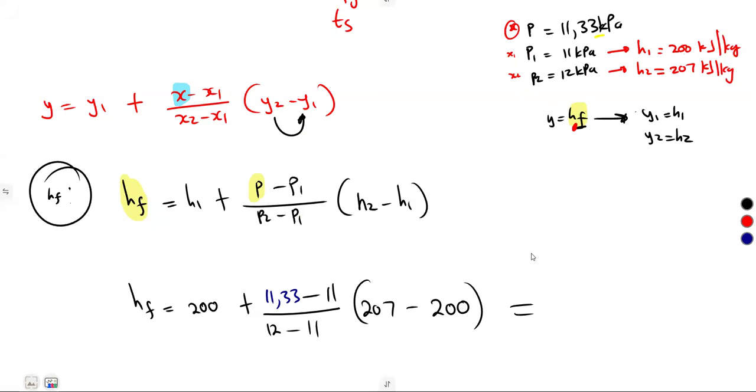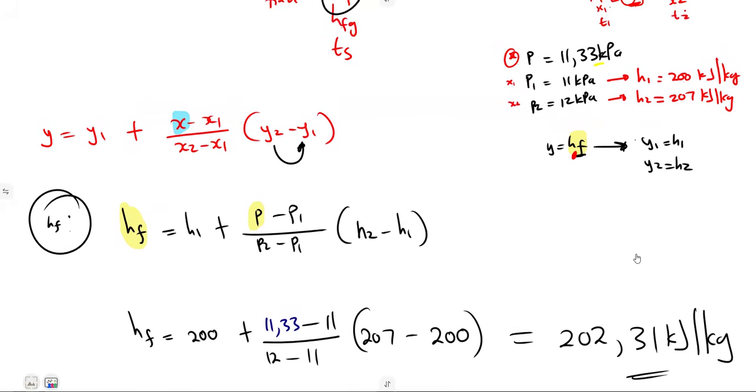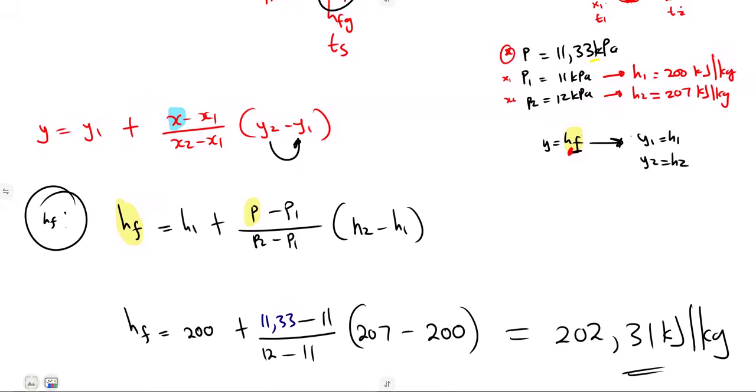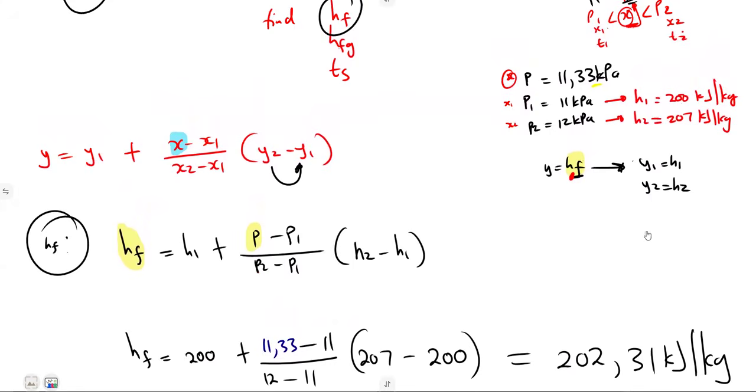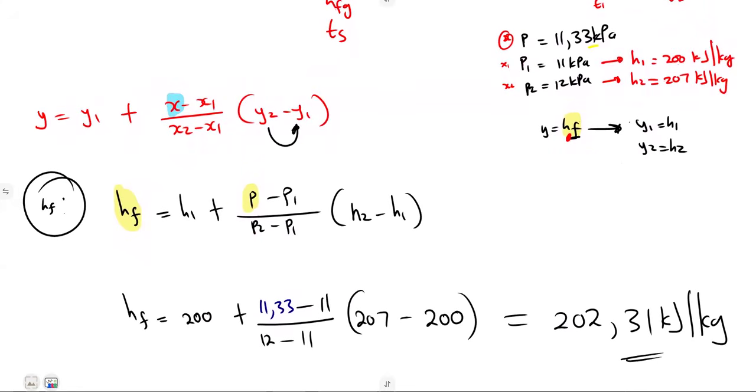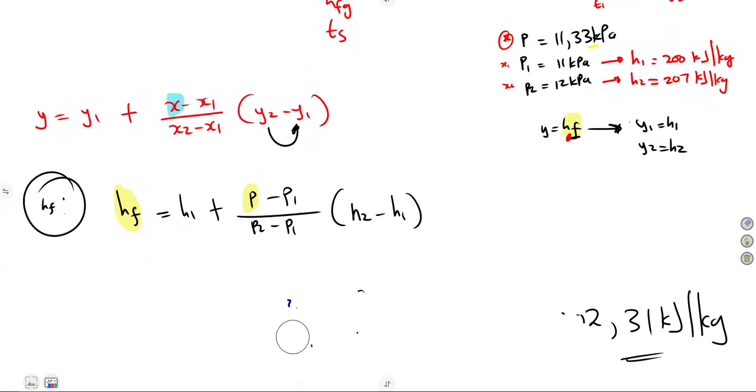So you're going to simply use the calculator in simplification, and that was going to give you 202.31 kilojoules per kilogram, as we are dealing with enthalpy there. You're dealing with HF. Know what you're calculating. In order for us to calculate, if it was HFG, the second one, all right, let us move on to the second one.